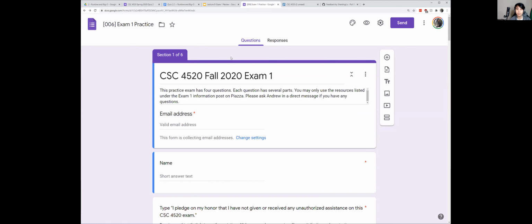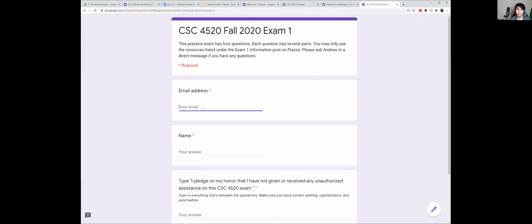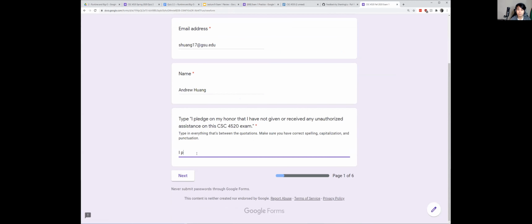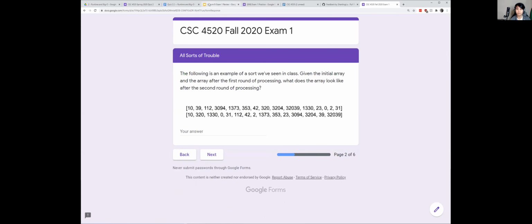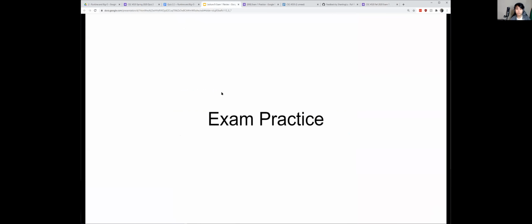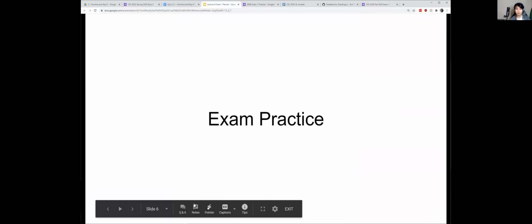Yeah, use your GSU email. So, what I would do here is type in my GSU email. On the actual exam, I'll specify more clearly if I need you to type in your GSU email or something else. And then you type in, I pledge on my honor that I have not given or received any unsolicited help or unauthorized assistance on the CSC 4520 exam. And then you start answering the questions. All right, so you have about 30 minutes starting now. And then from here, after that, we'll go over all the questions. All right, you may begin.